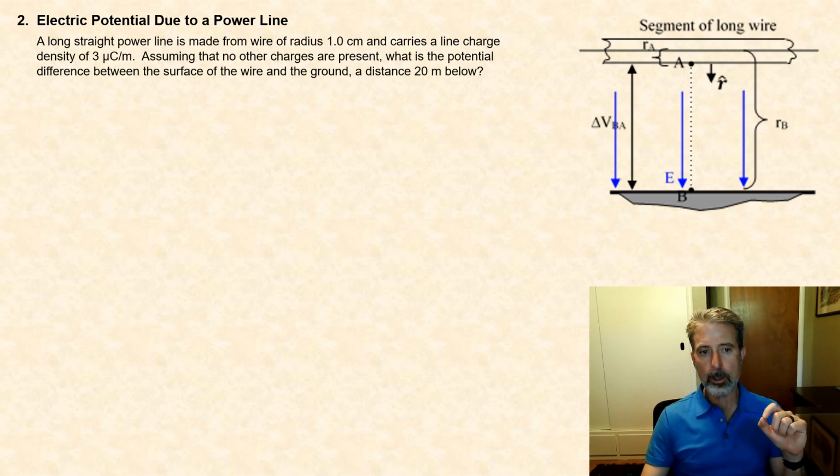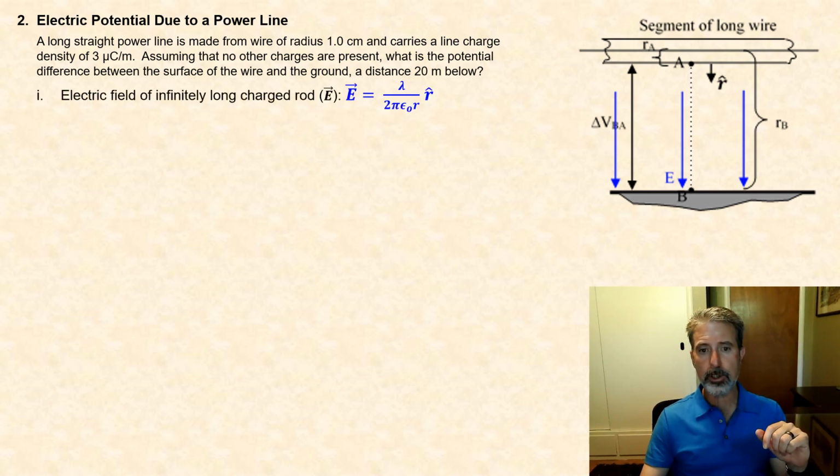So here we're told that a long straight power line is made from wire of radius 1 centimeter, carries a line charge density of 3 microcoulombs per meter. Assume that no other charges are present. What is the potential difference between the surface of the wire and the ground, which is a distance 20 meters below the wire? So let's start by reviewing the form of the electric field.